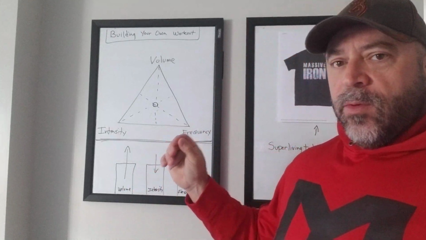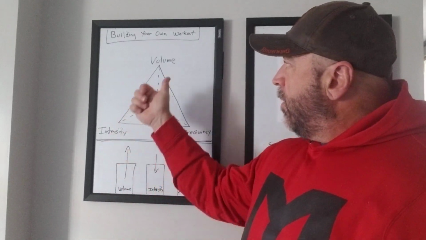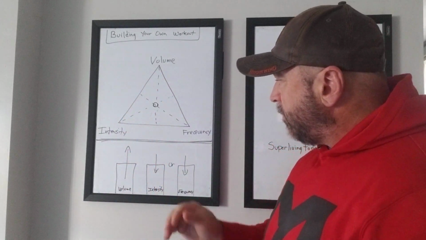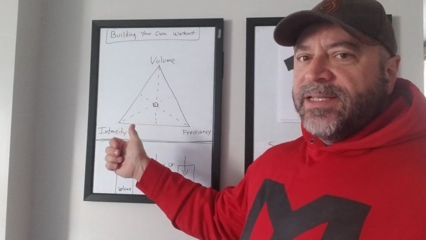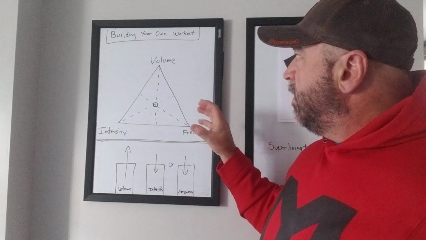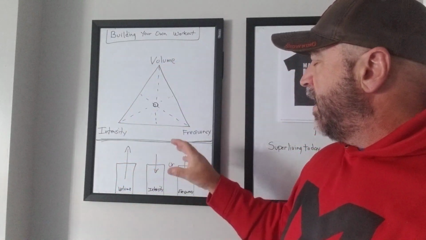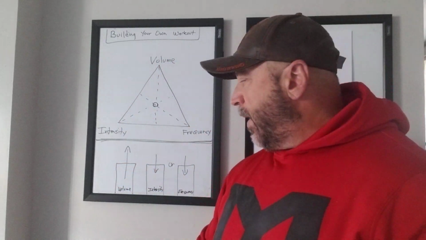So there you have it. When you're building a workout, these are the 3 variables you need to consider. If you're training frequently, you can't train with super high intensity each single session. You have to adjust the volume and intensity so everything's a little bit more balanced.